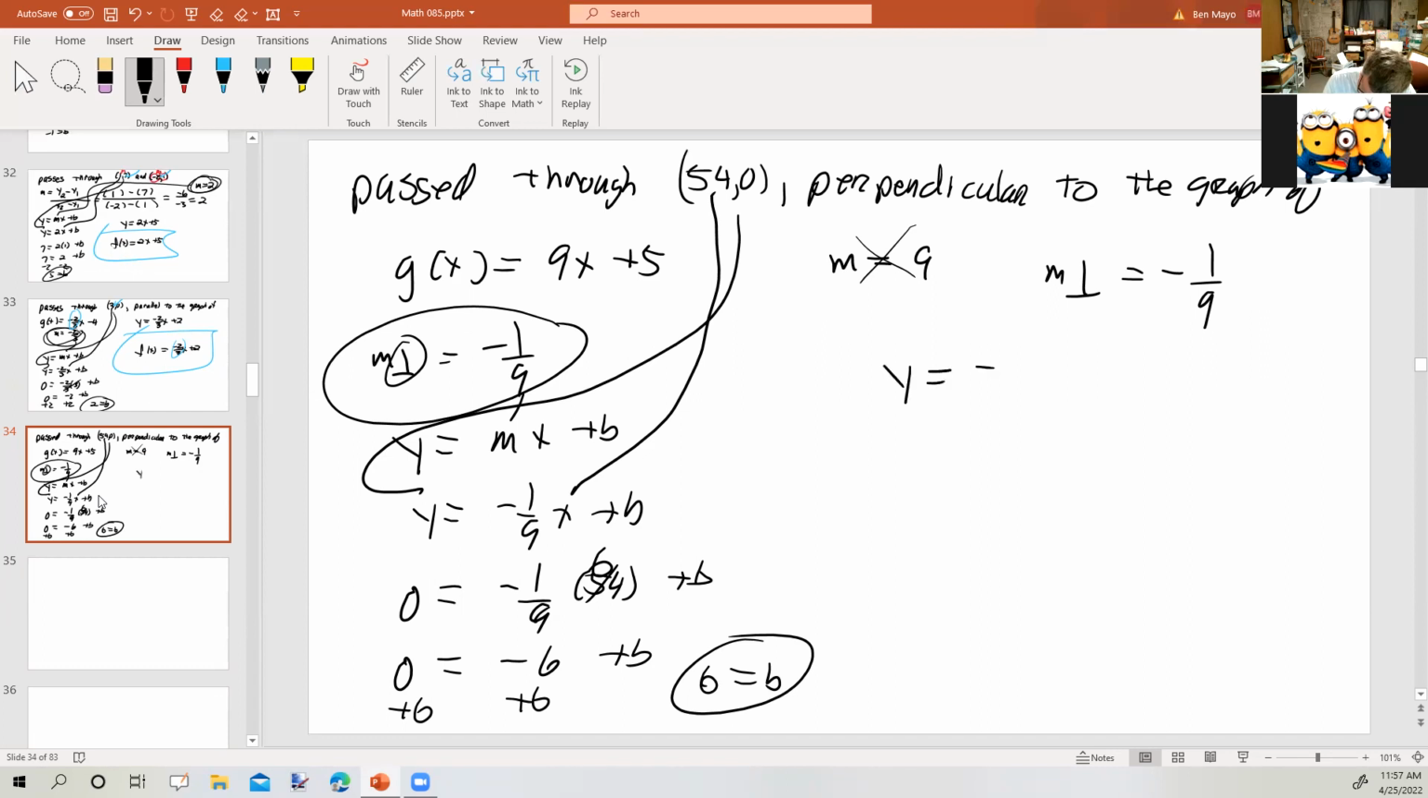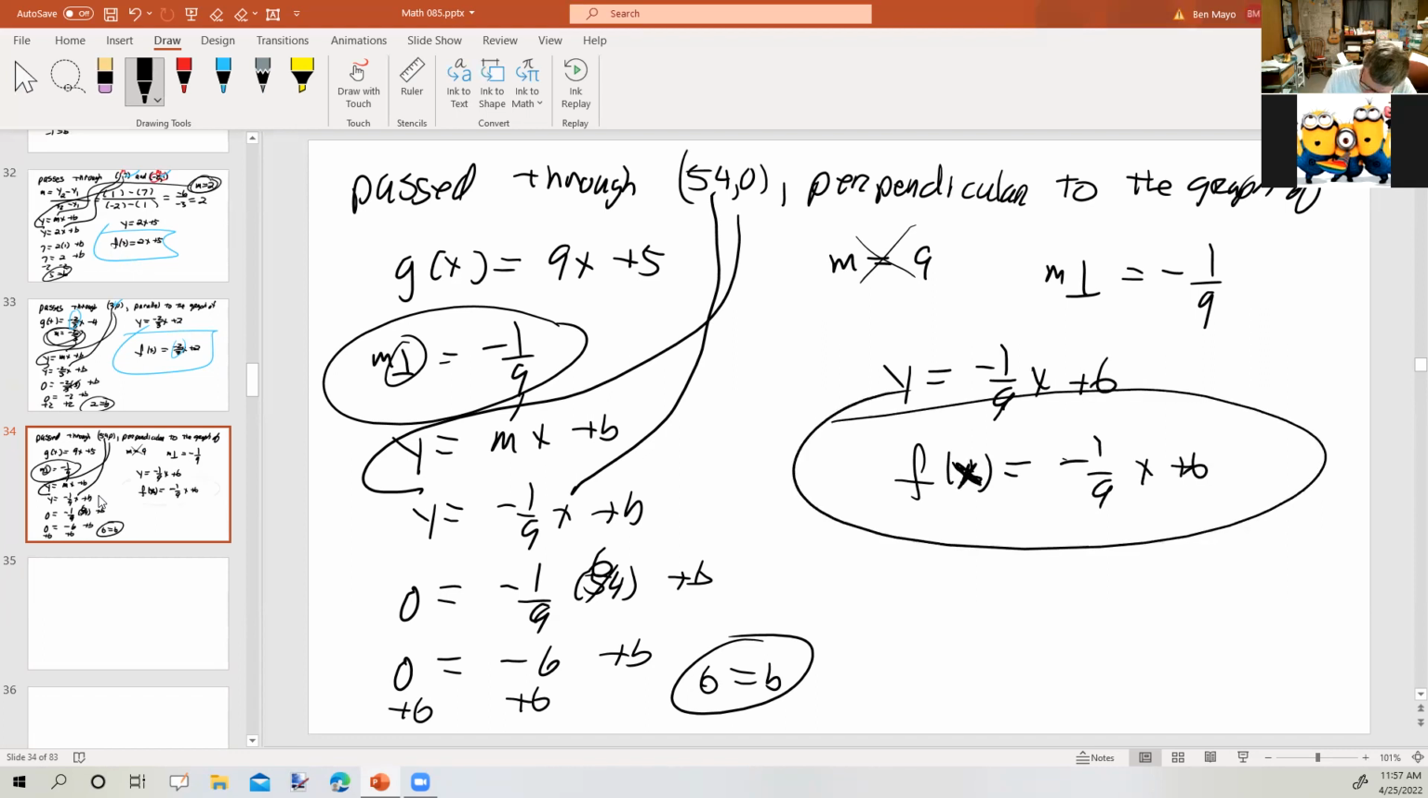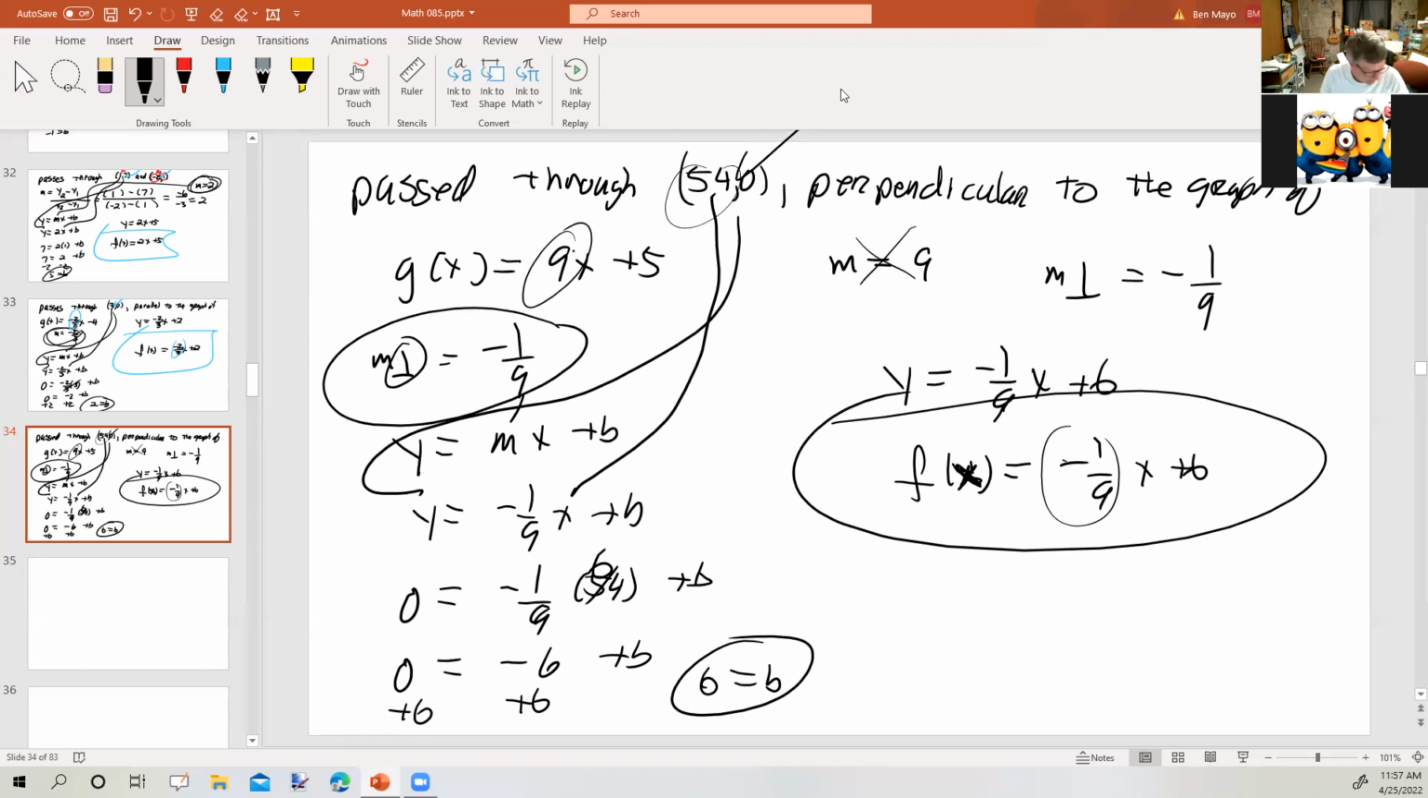So y equals negative 1/9 x plus 6. F of x equals negative 1/9 x plus 6. And these two lines have slopes that are negative reciprocals, so they're perpendicular. And if x is 54, we get negative 6 plus 6 is 0, so the point checks. Okay, parallel lines, same slope; perpendicular lines, slopes that are negative reciprocals of one another.